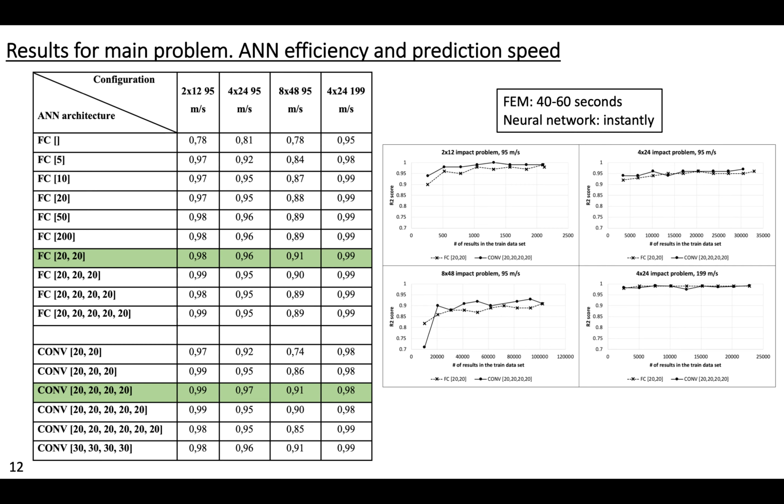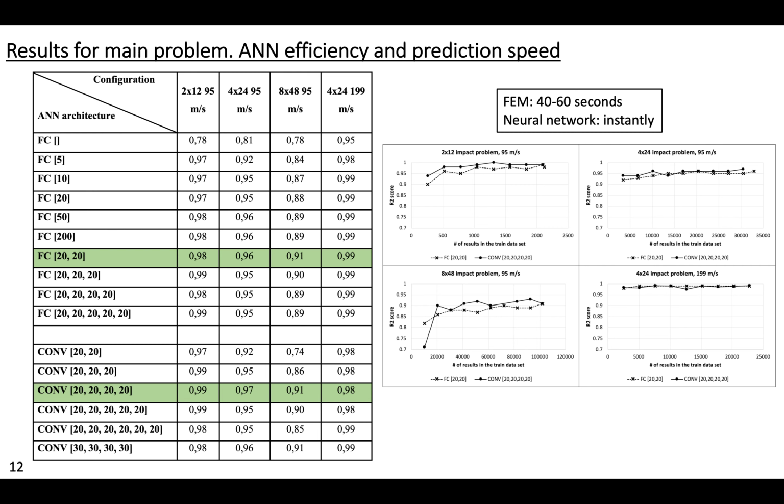Let's move to the results for the main problem, the impact problem. You see here a table with results for various combinations of intermediate layers and with different amounts of neurons and filters inside those layers. And we selected what are probably, from our point of view, the optimal architectures: a fully connected network with 2 layers and a convolutional network with 4 intermediate convolutional layers.